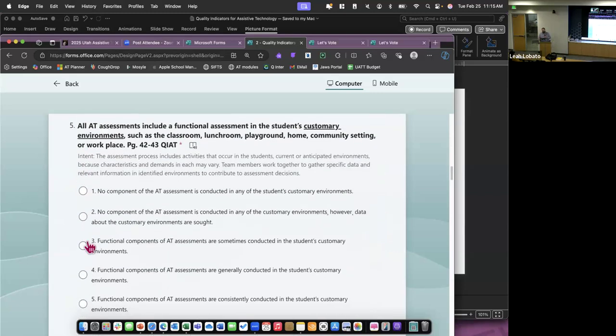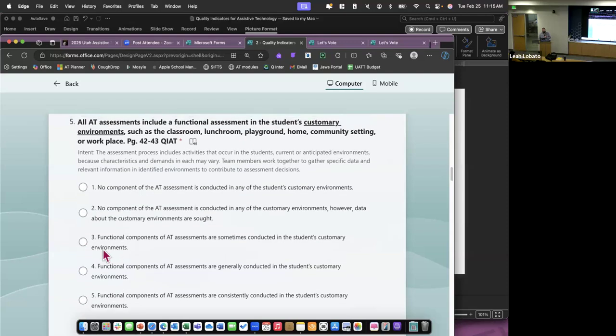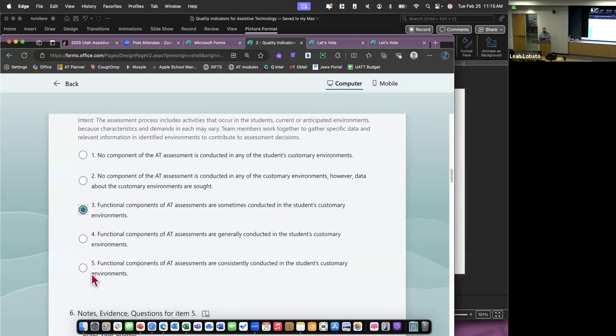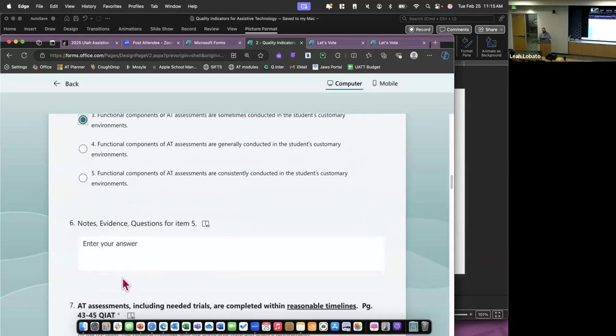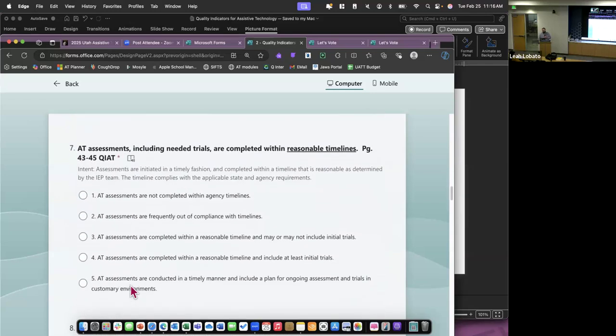My next question is, all AT assessments include functional assessments in the student's customary environments. And customary environments is the hard one because it's time consuming. So I'm actually going to mark us at a 3. Functional components of AT assessments are sometimes conducted in the student's customary environments. We don't hit a lot of the gen ed settings, I'll be honest, but we're working on it.